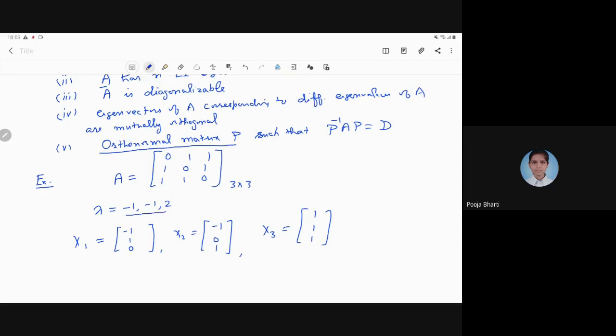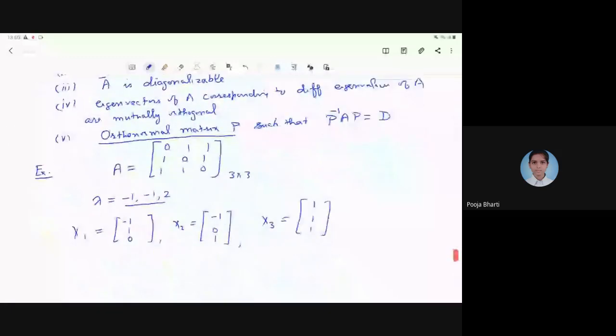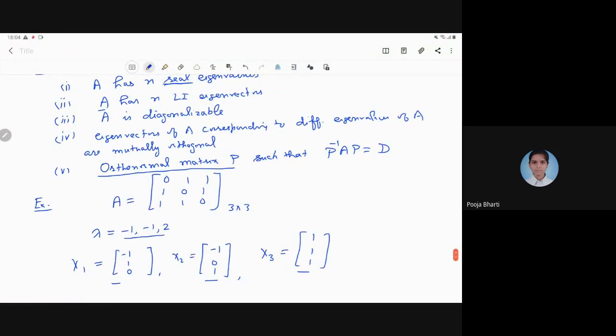Correct? Look at the second property. A has n linearly independent eigenvectors. Yes, you have 3 linearly independent eigenvectors. You can check. Third property, A is diagonalizable. Of course, you know that if you have the number of independent eigenvectors equal to the order of the matrix, it means it is 3 cross 3, you are getting 3 linearly independent eigenvectors, so it is diagonalizable. It's fine.